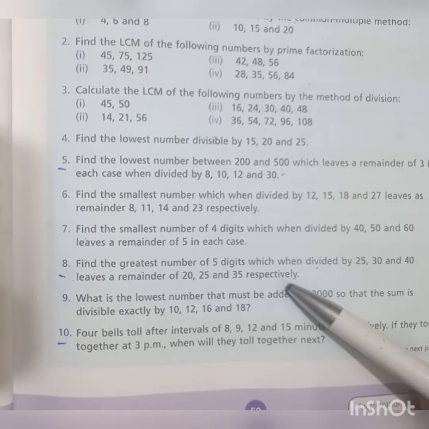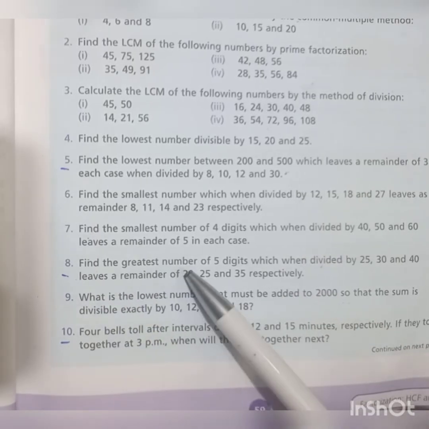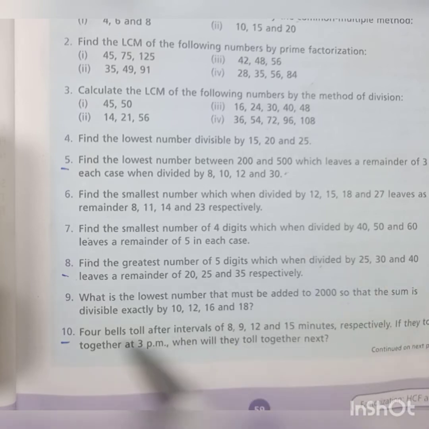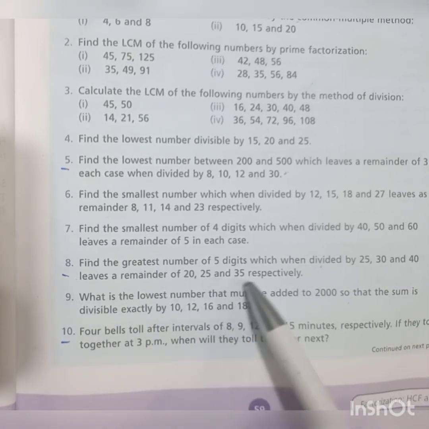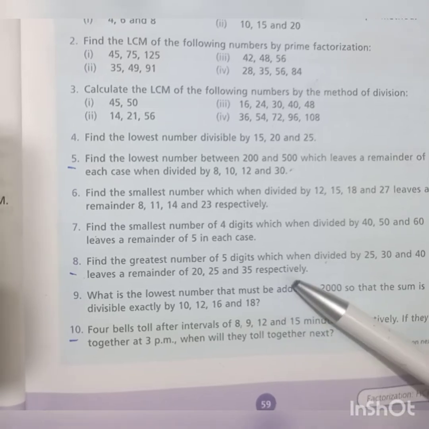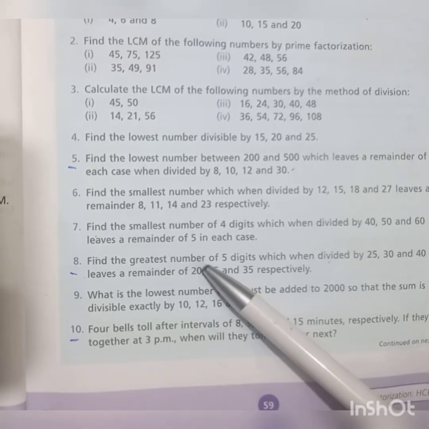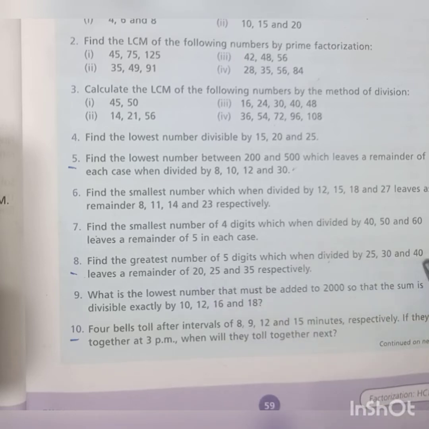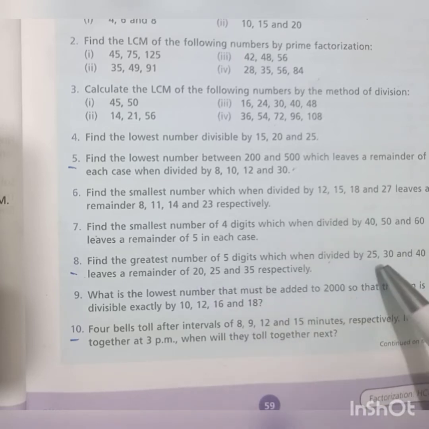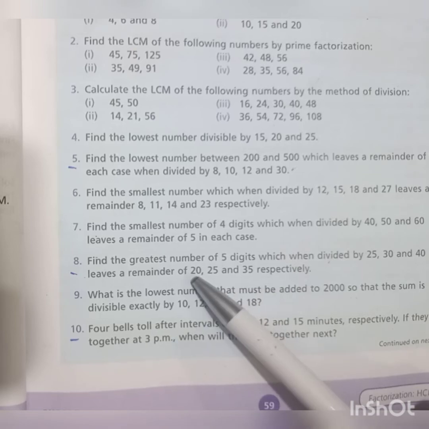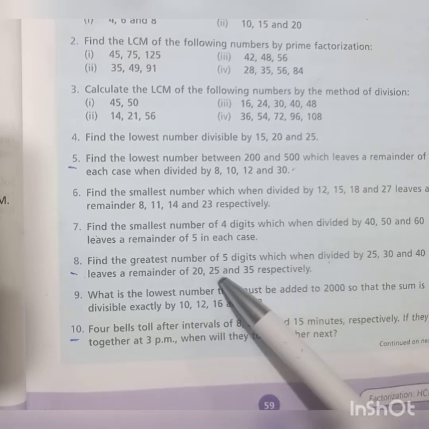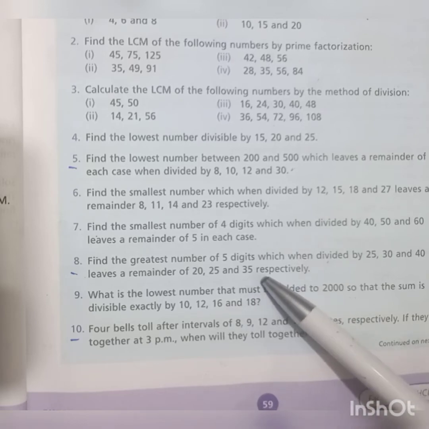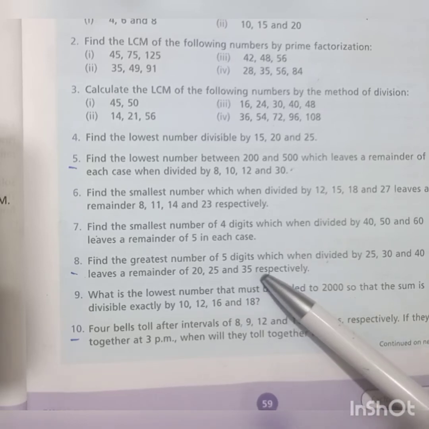Now move towards question number 8, that is: find the greatest number of 5 digits which when divided by 25, 30 and 40 leaves a remainder of 20, 25 and 35 respectively. Students, in this question we have to find the greatest 5 digit number which is divisible by 25, 30 and 40, and when divided by 25 the remainder is 20, when divided by 30 the remainder is 25, and when divided by 40 the remainder is 35. So let's find the greatest number of 5 digits.